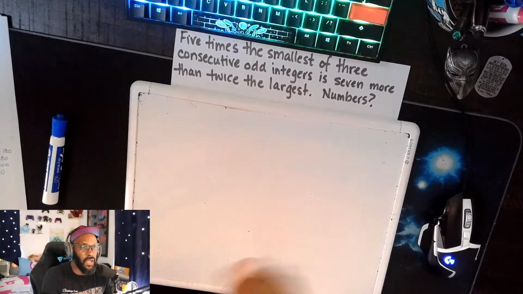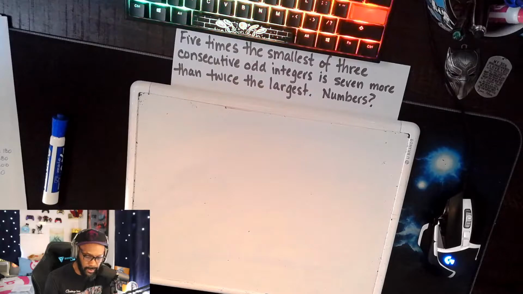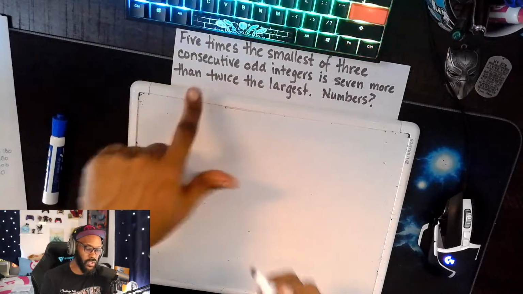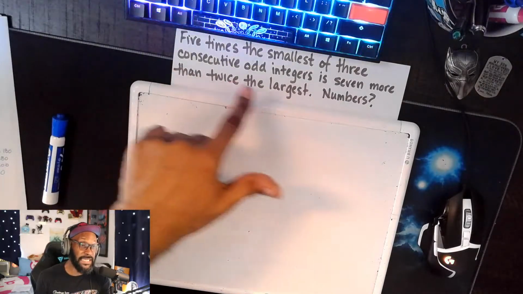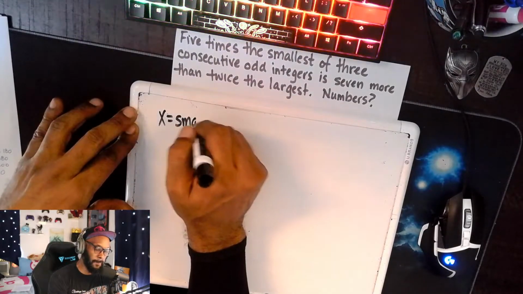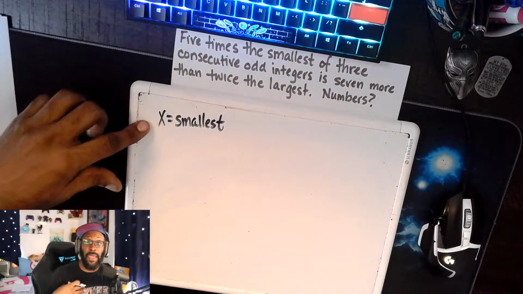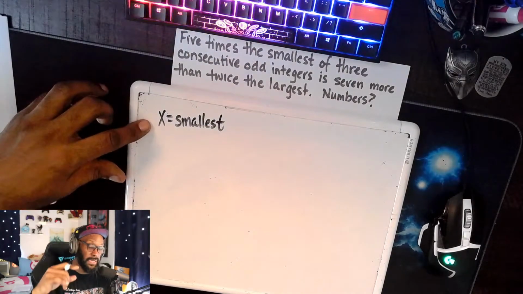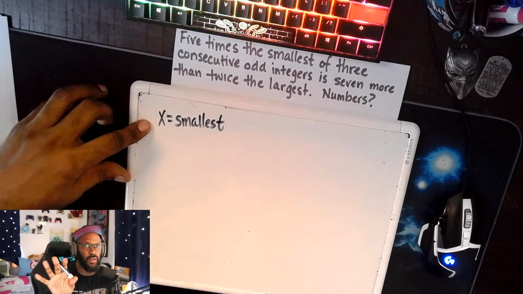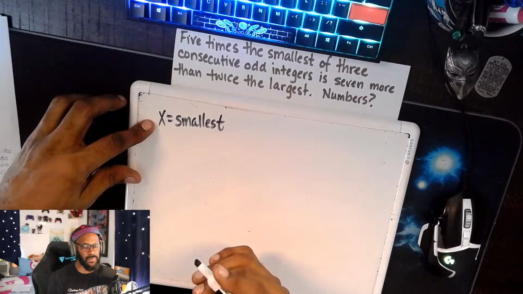Five times the smallest of 3 consecutive odd integers is 7 more than twice the largest. What are these numbers? First things first, we're talking about 3 consecutive odd integers. So if my first, being the smallest here, is x, what's the next consecutive odd? Now, I'm making my x the smallest. You might make your x the middle value, which is totally fine. But for this video, I'm always going to make x my smallest.